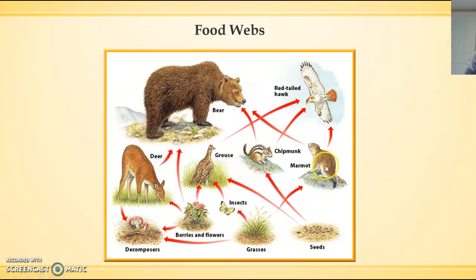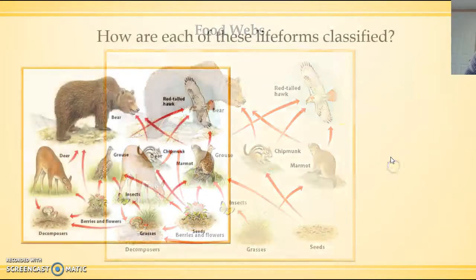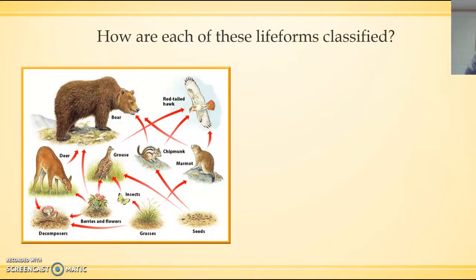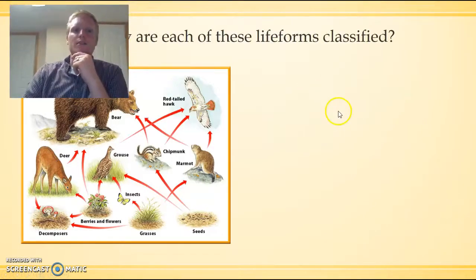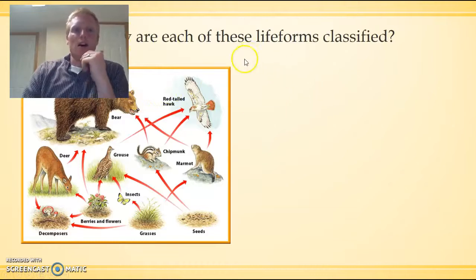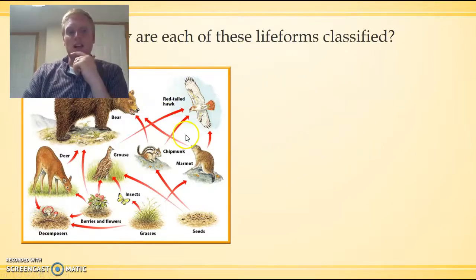Eventually the grouse and the chipmunk, the marmot, they all get these things, and then the energy is transferred once more from these consumers right here to these consumers, like the hawk or the bear, okay? And that's how the energy gets shared from the sun. That's how the bear gets its energy, its food. Okay, so we have different classifications. I'm going to move my little face over here to this side so you guys can see it a little more easily. Each of these different life forms has their own classification as well.